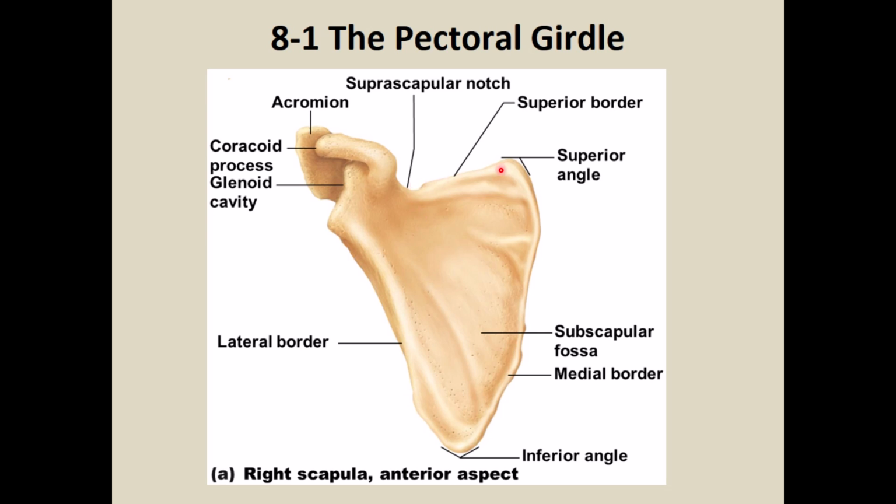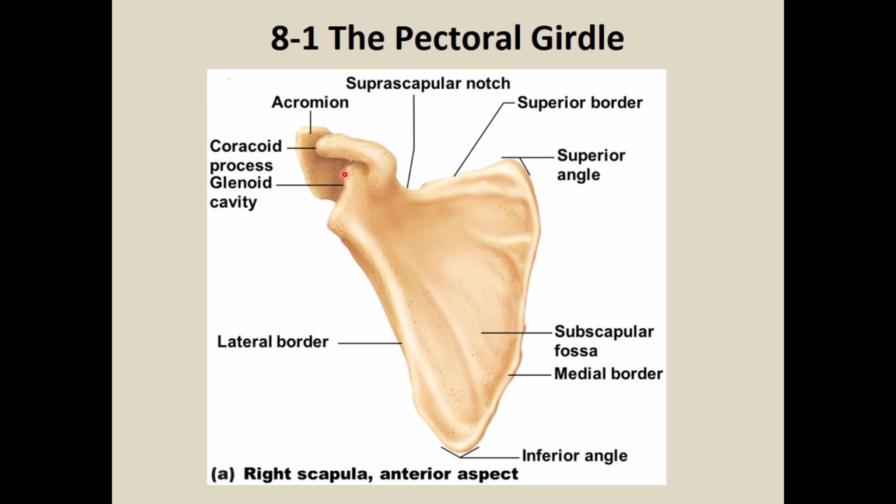So this is the superior border, and the superior border ends here in the suprascapular notch. It has the medial border. This is toward the vertebral column, and the other one is called the lateral border, so toward the limbs. It also has three angles. So one is the superior angle, the inferior angle, and the lateral angle, which is more important.